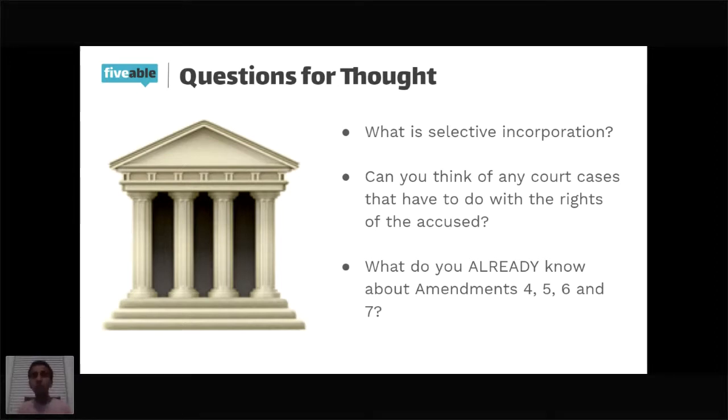Mapp versus Ohio. That case incorporated the exclusionary rule in the 4th Amendment to the states. Prior to that, the 4th Amendment only applied to the federal government, but after the case, it applied to the states also. So that's what selective incorporation is, and we'll talk more about these throughout these slides.